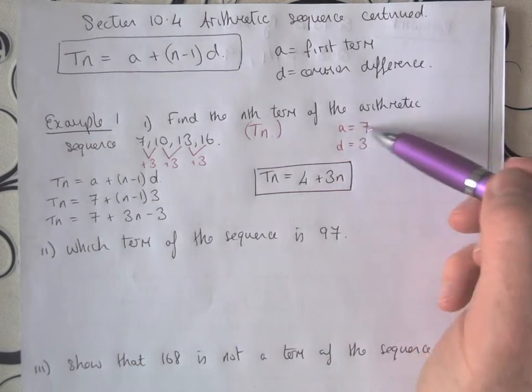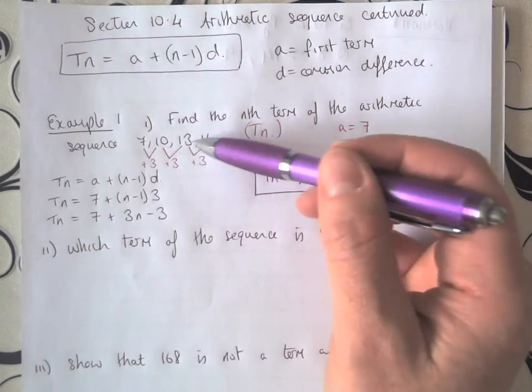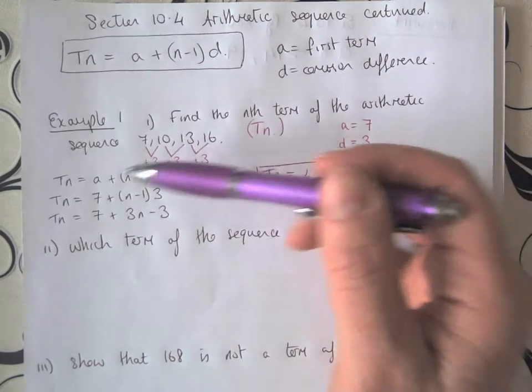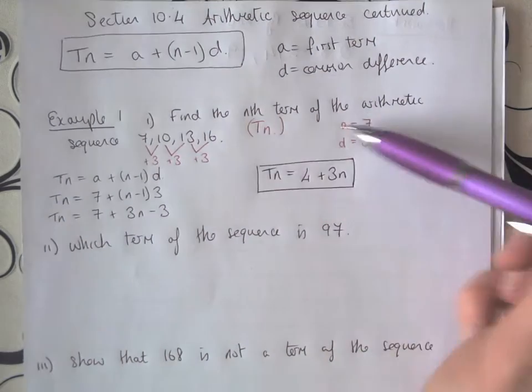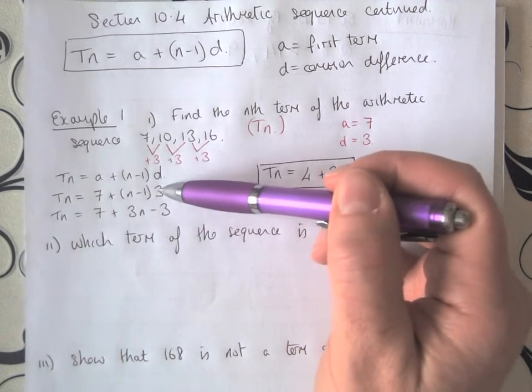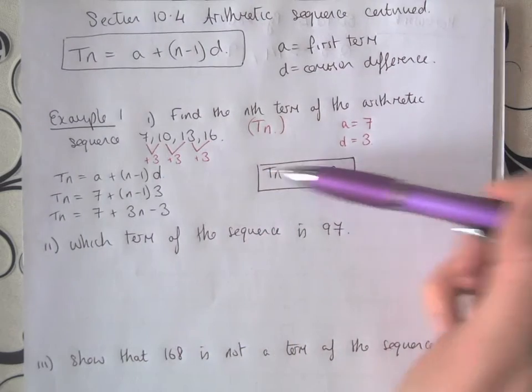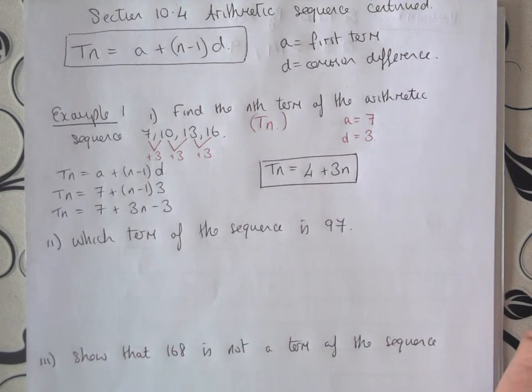So your first term of the sequence is a, which is 7. Your d is your difference, the thing that's happening each time. You fill in a as 7, d as 3. Bracket means multiply, so 3 by n is 3n. 3 by minus 1 is minus 3. 7 take away 3 is 4. And 3n is 3n. So there we have our nth term, our Tn, of the arithmetic sequence.